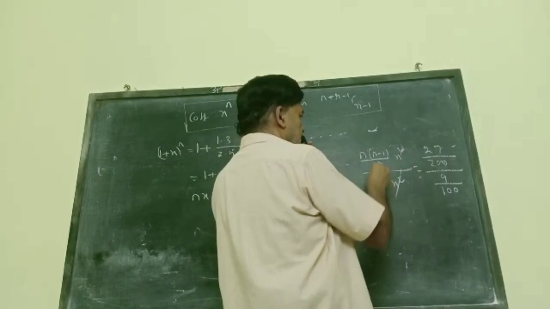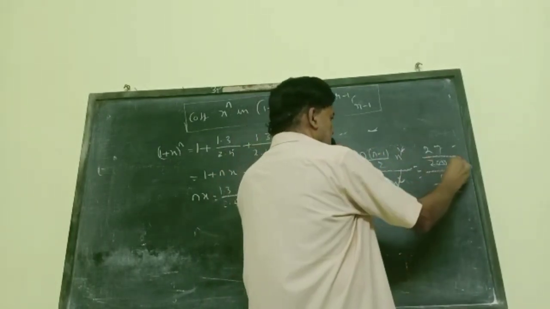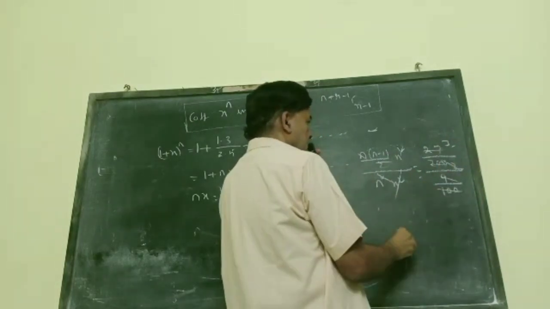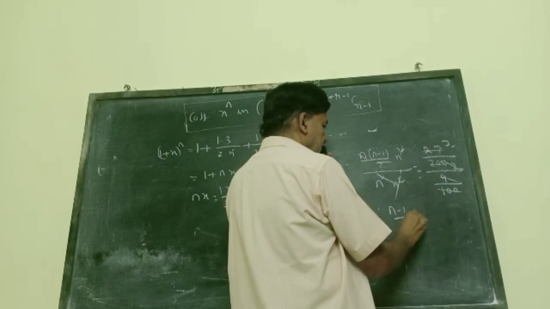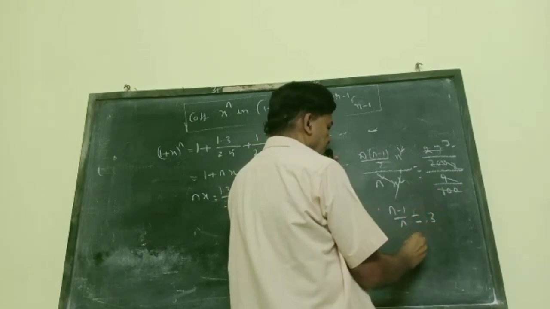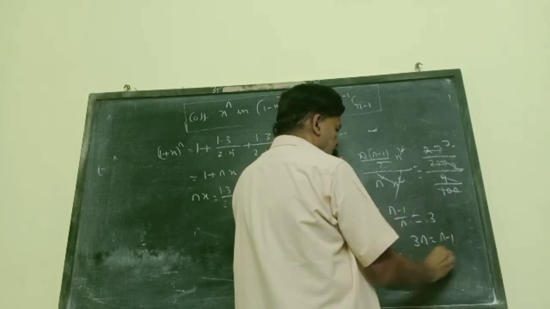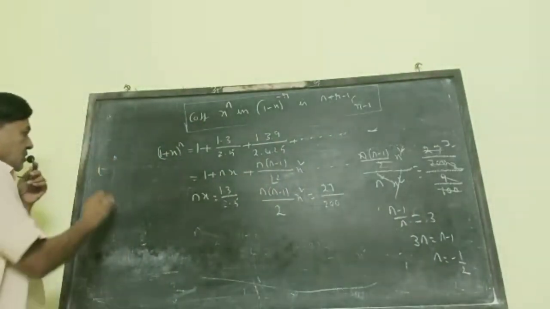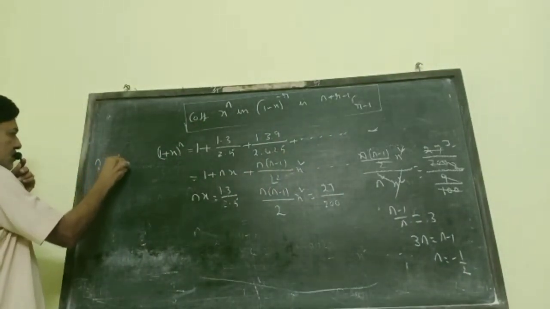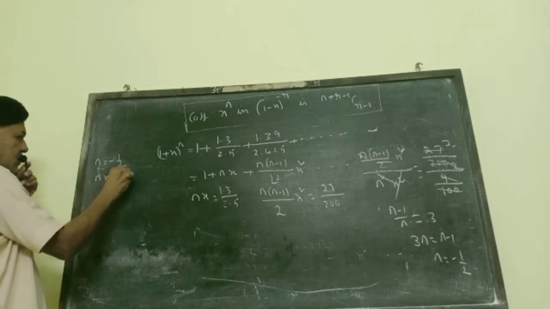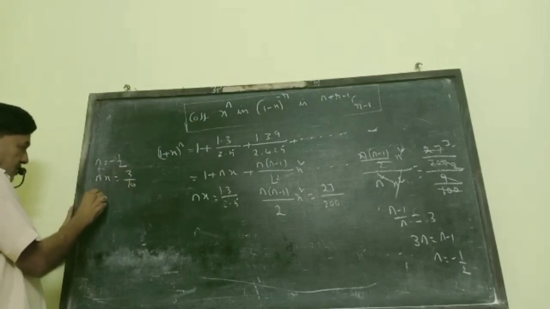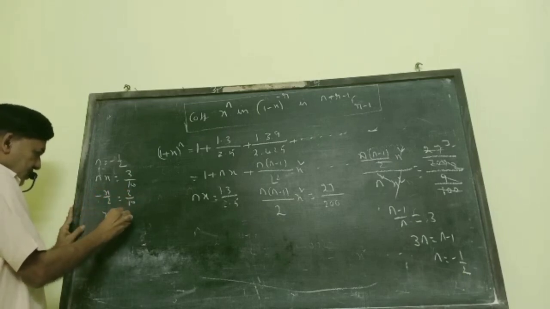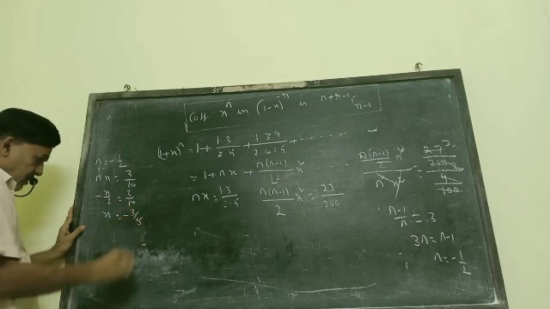So these two will go, n will go. This is 2 times, this is 3 times. These two will go. So finally, (n minus 1) by n is equal to 3. So 3n is equal to n minus 1, n is equal to minus 1 by 2. Now, n is equal to minus 1 by 2, nx is how much? 3 by 2. So minus x by 2 is equal to 3 by 10. x is equal to minus 3 by 5.